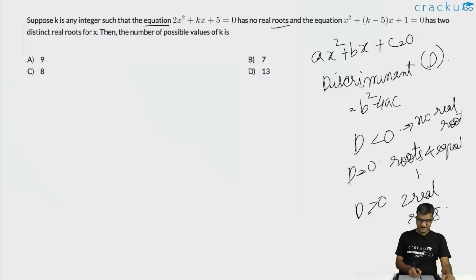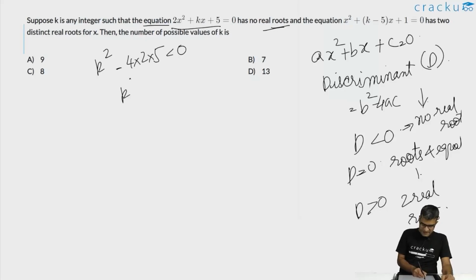In this particular case, we are told that 2x² + kx + 5 has no real roots. That is, the discriminant is less than 0. That would imply that k² − 4 × 2 × 5 is less than 0, or k² is less than 40.